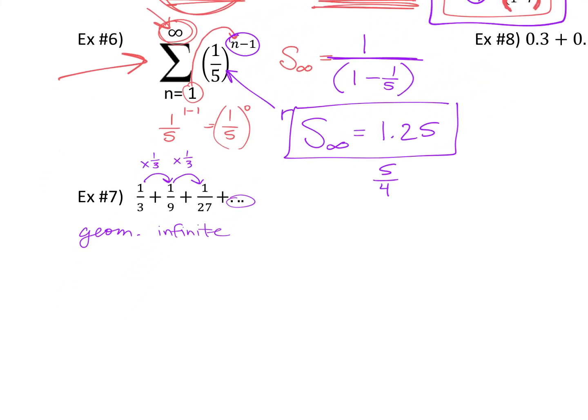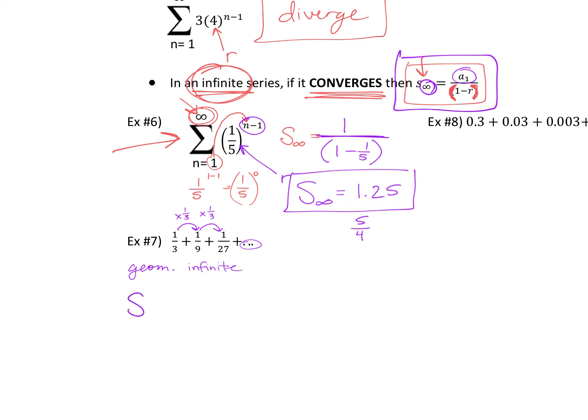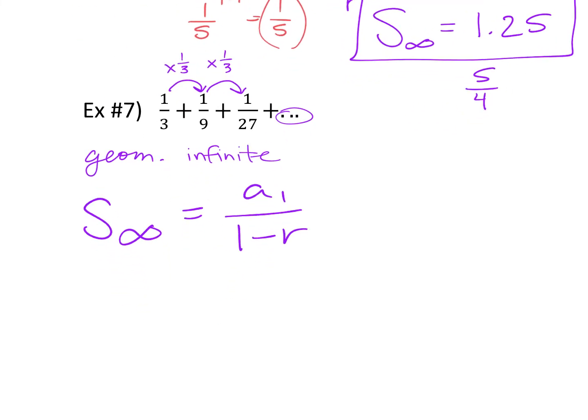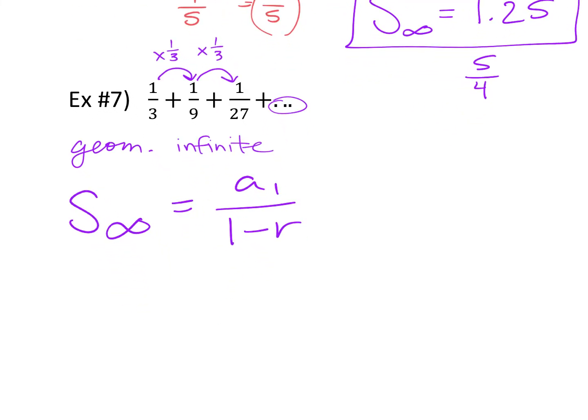Okay, so if we take this formula, let's just rewrite it here so you see what I'm plugging in. The sum to infinity is your a sub 1 over 1 minus r. It's a nice formula, right? It's a pretty simple formula. So we're going to say the sum to infinity. What's your a sub 1? Is it 0.3? 0.3 is 3/10, right? 0.3 repeating is 1/3.